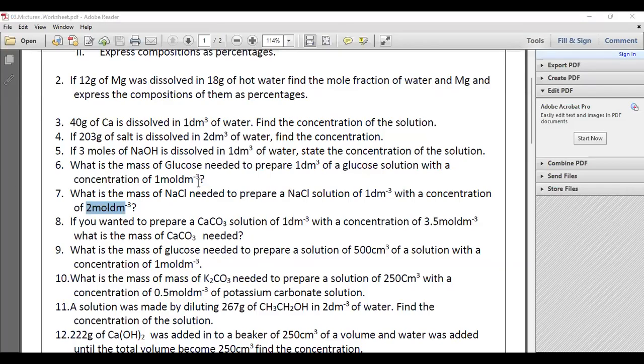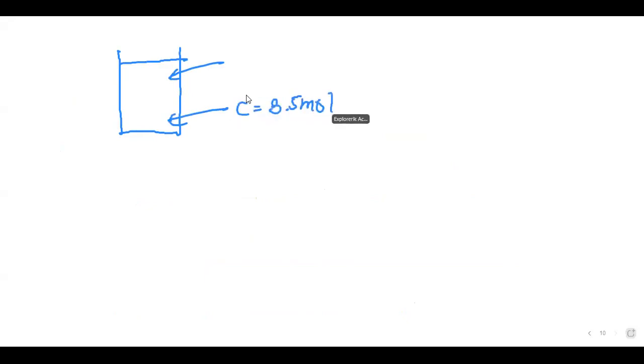If you wanted to prepare a calcium carbonate solution with a concentration of 3.5 moles per decimeter cube, what is the mass of calcium carbonate needed? Okay. So we need a calcium carbonate solution with a concentration of 3.5 moles per decimeter cube. The volume they say to take is 1 decimeter cube of water, and they are asking us to add calcium carbonate.